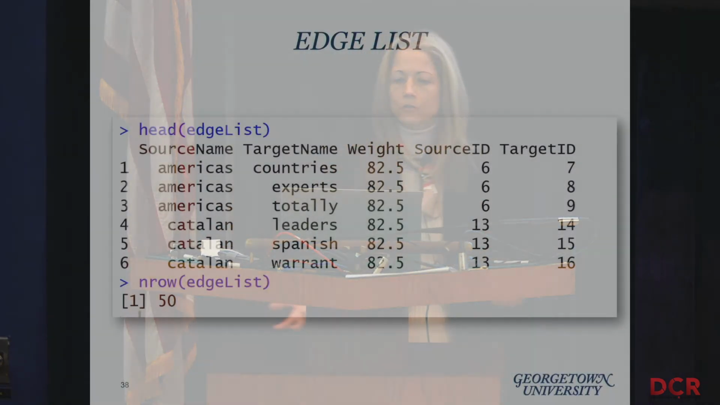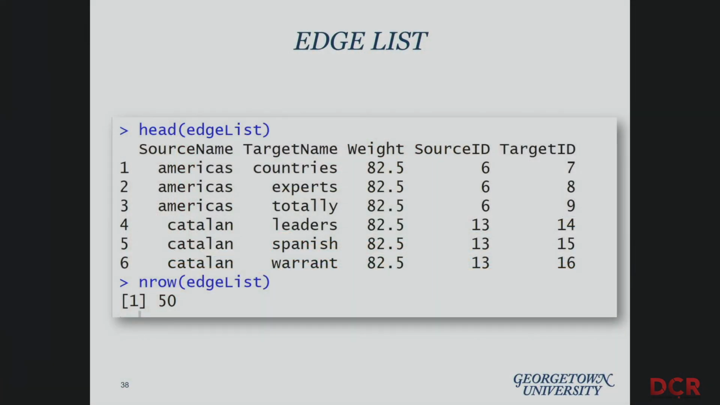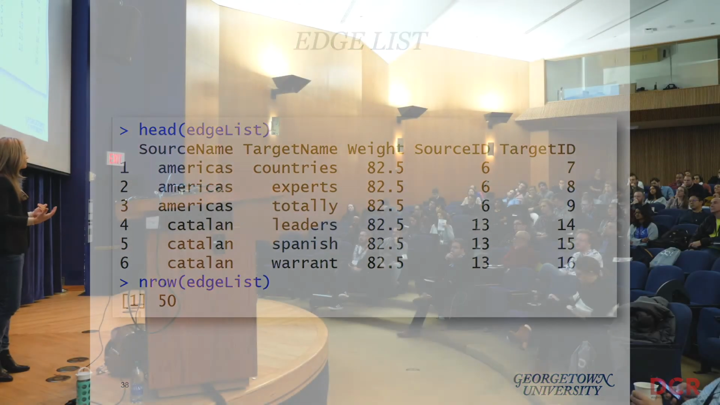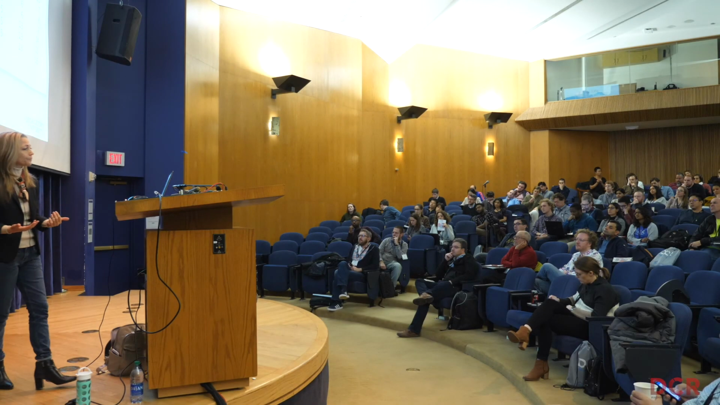And here's the result. So now I have a source name. That's one node. I have a target name. That's the node that it's going to. So now I have an edge between Americas and countries. I'm going to have an edge between Americas and experts, and so on and so forth. So this is essentially defining that edge list. I have a weight, and I have now source IDs and target IDs, which NetworkD3 requires.